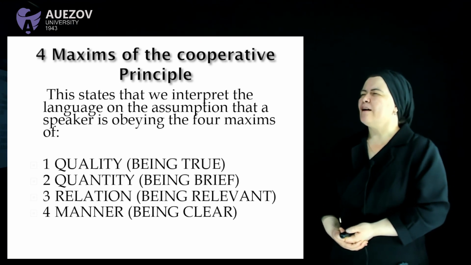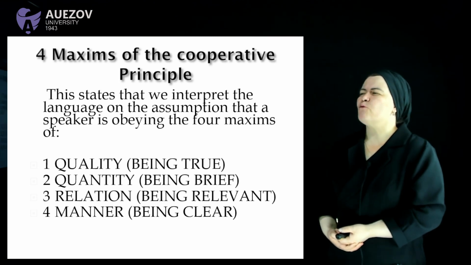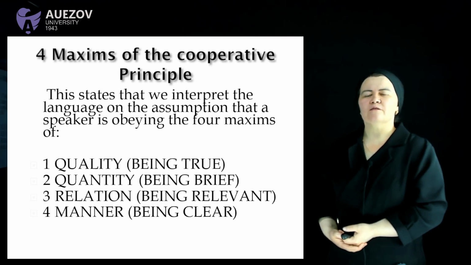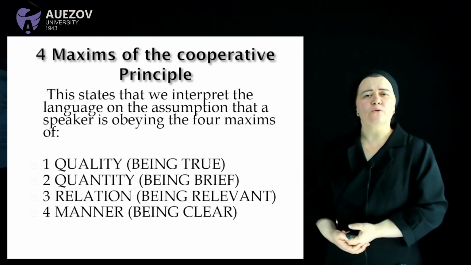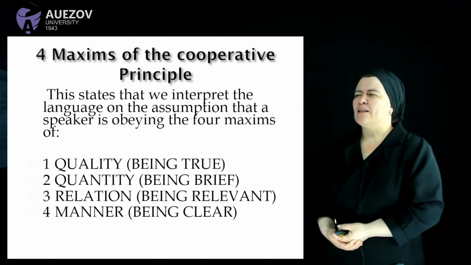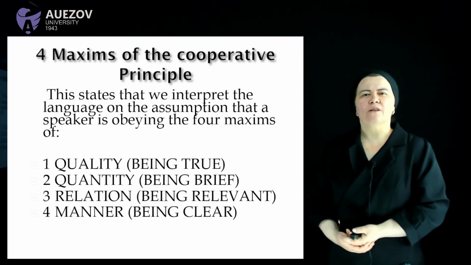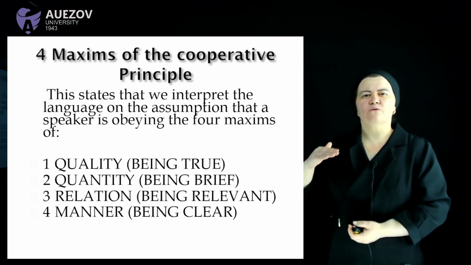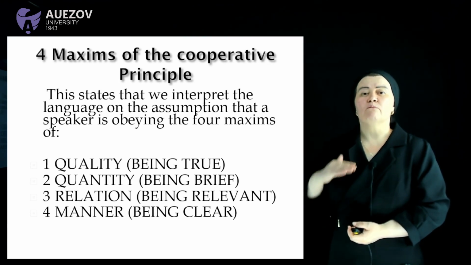So this states that we interpret the language on the assumption that a speaker is obeying the 4 maxims. The first is the maxim of quality. This indicates that we should be true in order to make our communication more successful. And it is the maxim of quantity. It is being brief in our speech. So it means that we should give enough information, not too much, not too little, in order to make our conversation more effective.